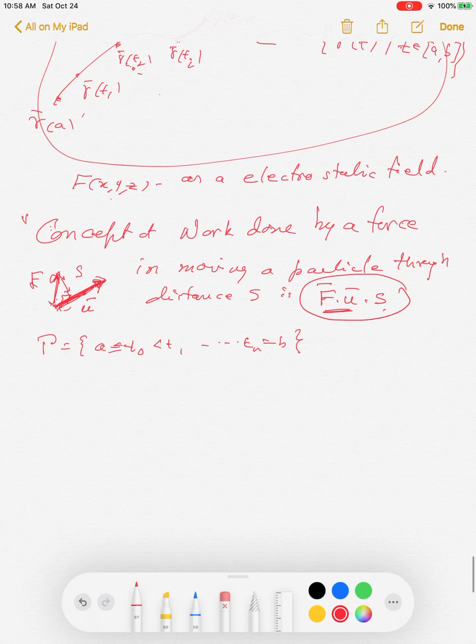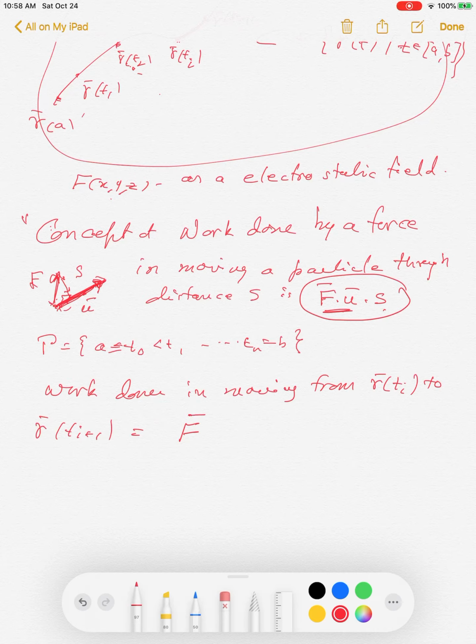if my partition is fine, then I can approximate the curve by the straight line. So the work done in moving a charged particle, if you think of this as an electrostatic field, from r bar(ti) to r bar(ti+1) is equal to the dot product of this vector field F bar with r bar(ti+1) minus r bar(ti).